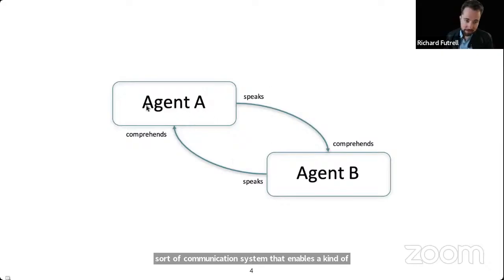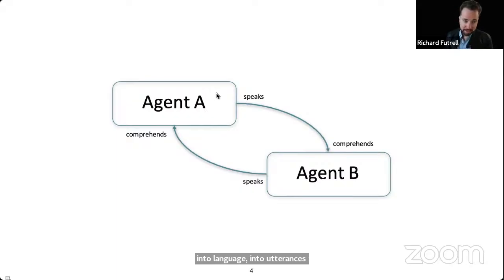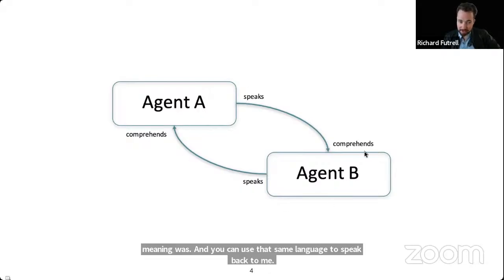Okay, so you have some agent A who's a human like me. Until very recently, all language was produced by humans. So you have an agent like me who has some thoughts, and I have to convert those thoughts into language, into utterances in real time and speak them. I produce language in some modality, I send it out to you, you're some agent B, and you can then decode that utterance and guess what you think my intended meaning was. And you can use that same language to speak back to me. And so it enables communication among agents who are humans.